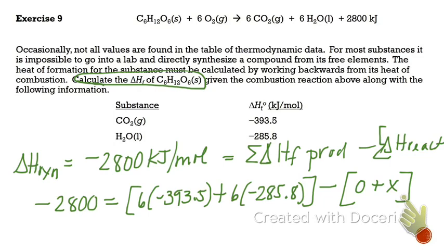So hopefully you can do simple algebra, and you get delta H is equal to a negative 1276 kilojoules per mole. So that would be the heat of formation for glucose. Anybody confused on that one, or you know why I did it that way? Okay.